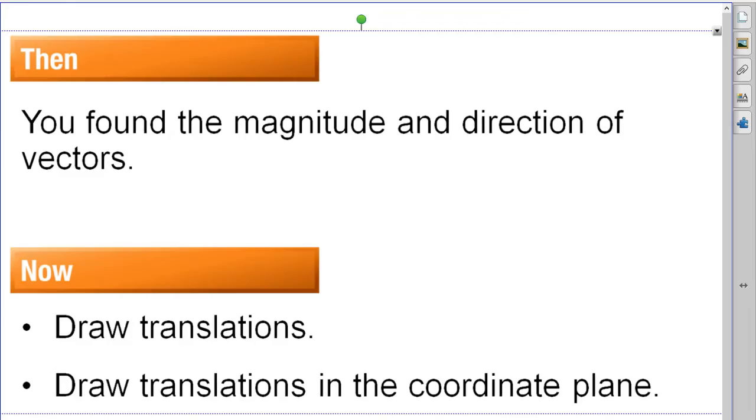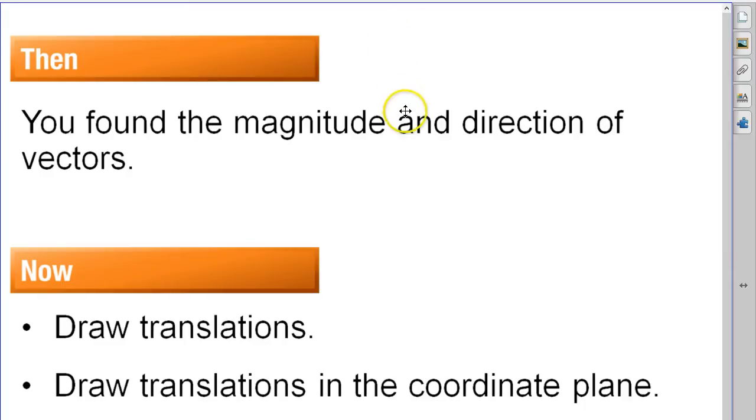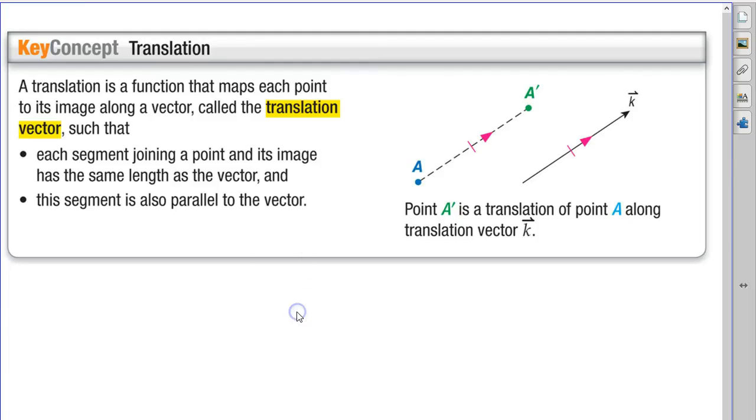Now, we've worked with vectors before, and now we're going to bring them back into the picture to describe translations using vectors, because before we just said, here's a translation, here's what it is. Now we're actually going to say, how do we create them? So the first way to do it is to use a translation vector. A translation is a function that maps each point to its image along a vector called the translation vector.